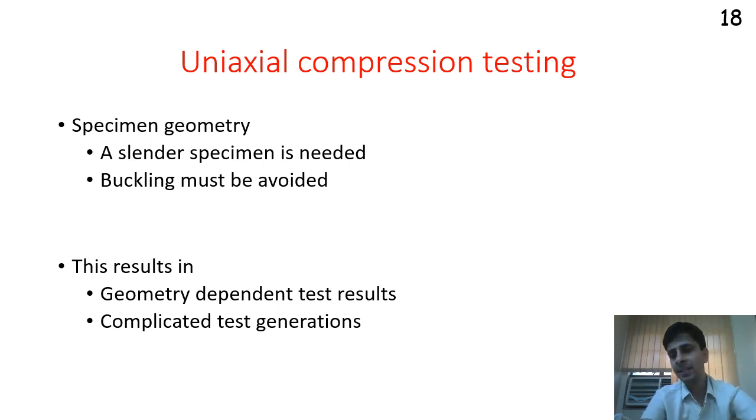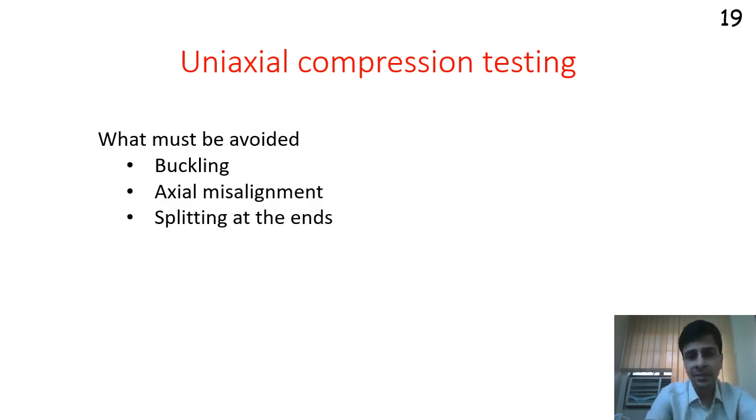And if there are situations where I can assume that the tension modulus is the same as compression modulus, or the tensile strength is the same as compression strength, there is always a temptation to do that. So what are the things that we have to avoid? Buckling, obviously. You have to avoid axial misalignment, meaning if I want to find out the compression strength of 0 degree UD fiber, even slight misalignment of 2 to 4 degrees will cause a large error in the strength, as opposed to tensile where this is not so serious. And you also want to avoid splitting at the ends.